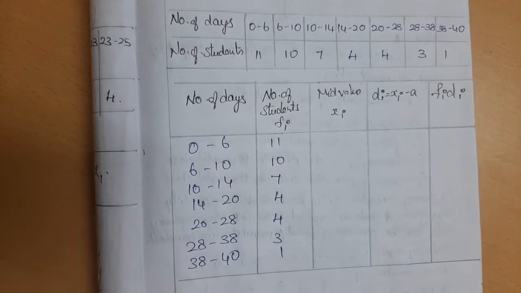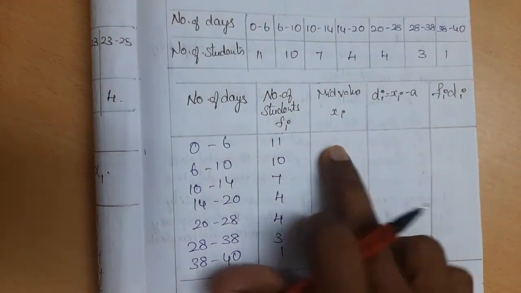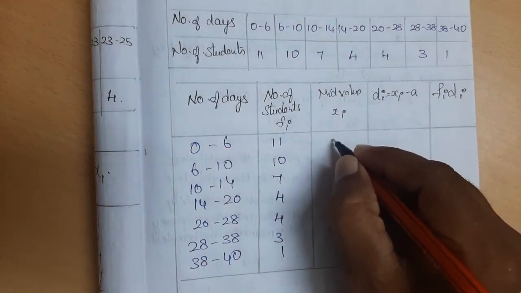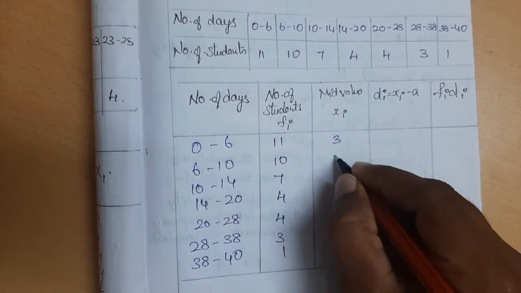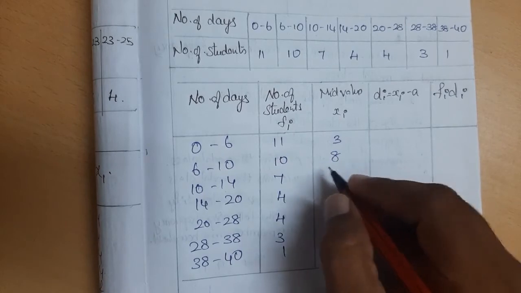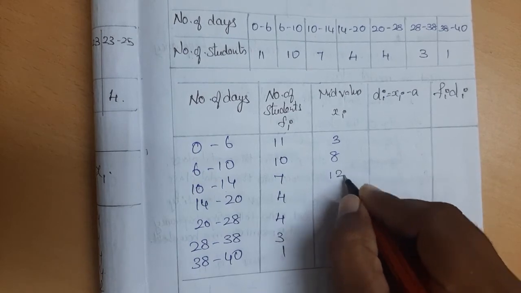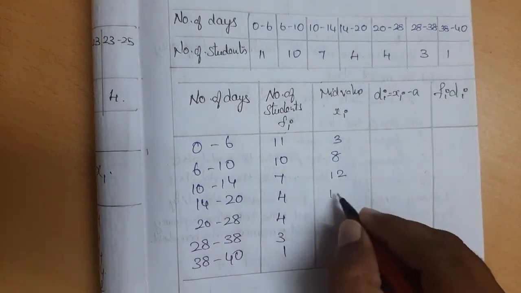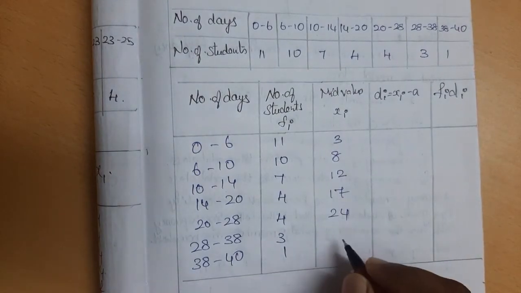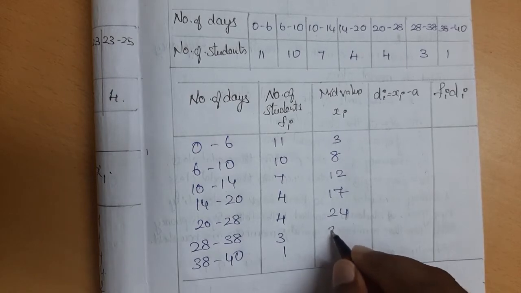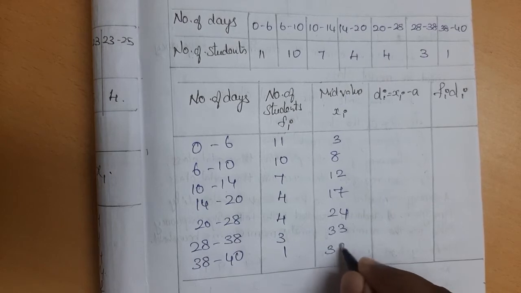So here you can see that I have filled the class interval column-wise, and the frequency also. So now we have to find the mid value. The middle of 0 and 6 is 3, and 6 to 10 is 8, and 10 to 14 is 12. Next, 14 to 20 is 17. 20 to 28 is 24. 28 to 38 is 33, and 38 to 40 is 39, right?